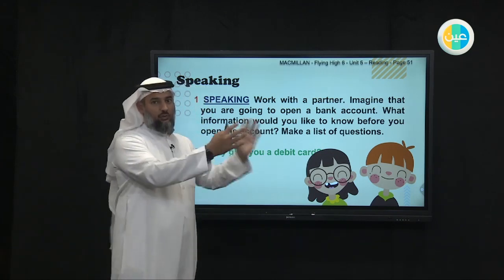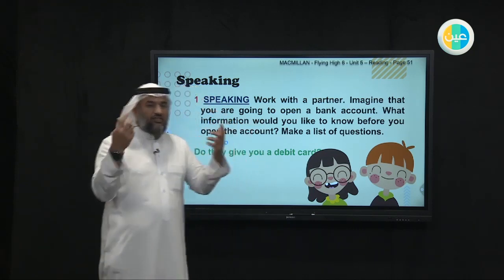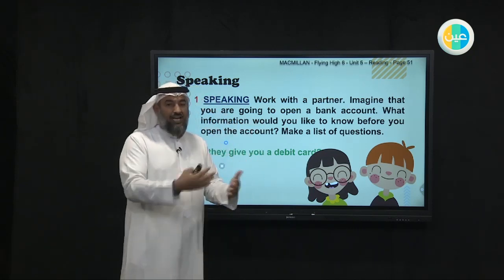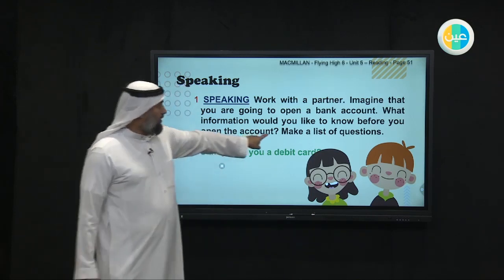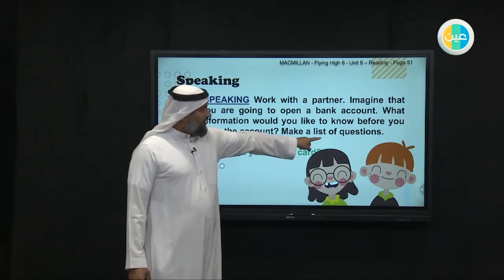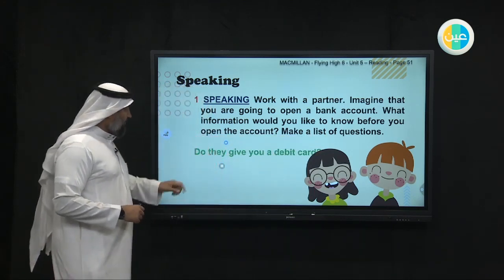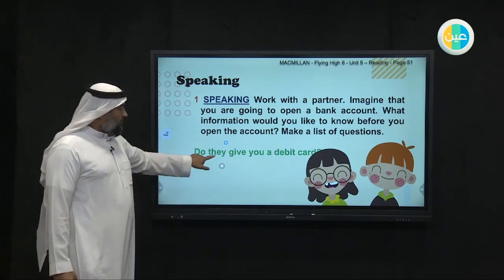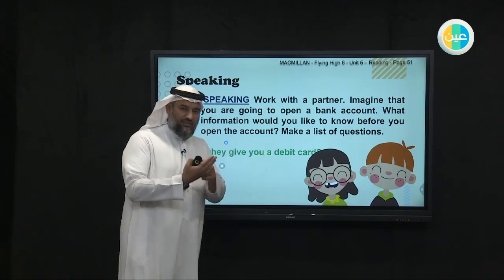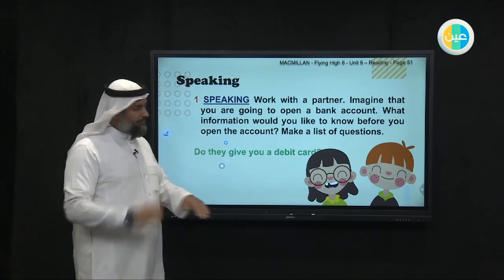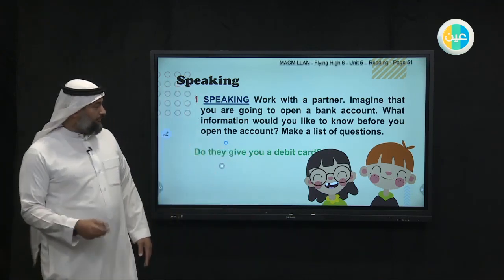Every bank has its own way of opening an account, so you have to have a reason. Why are you opening this account? You have to ask about things before you open a bank account. Make a list of these questions. Now make a list. For example, do they give you a debit card? You remember what a debit card is? It's an ATM card, but you have to put money in it. Do they give you a debit card?